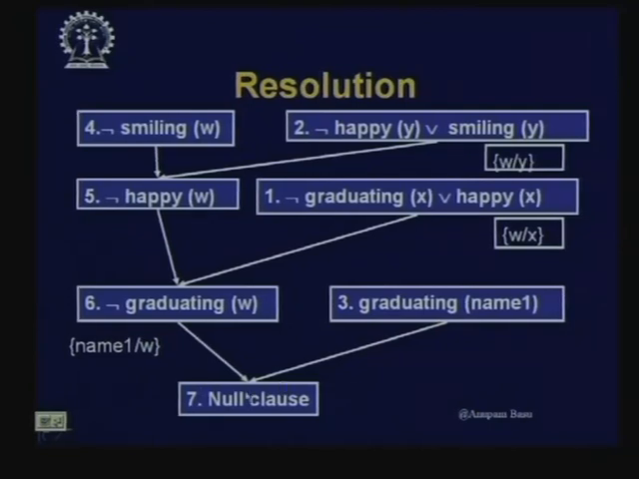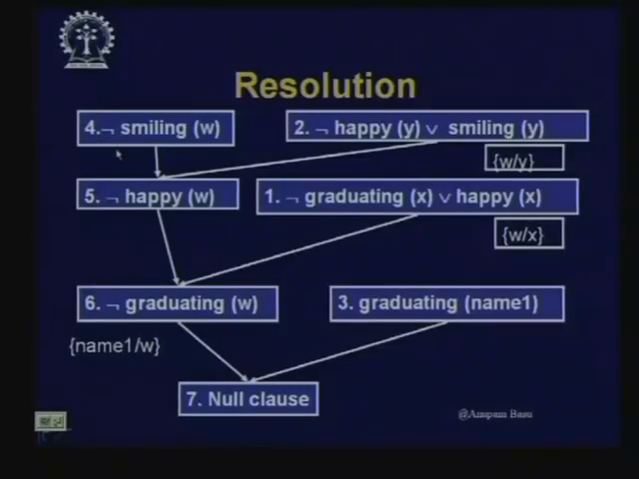What do I get? A null clause. And what does this null clause imply? It implies that the goal with which we started is contradicted. And what is the goal with which I started? It was negation of the goal to be proven. So, the contradiction of the goal to be proven has been disproved, so the goal is proved. So, is someone smiling? Yes, someone is smiling.